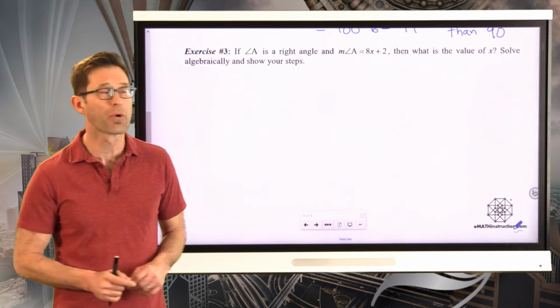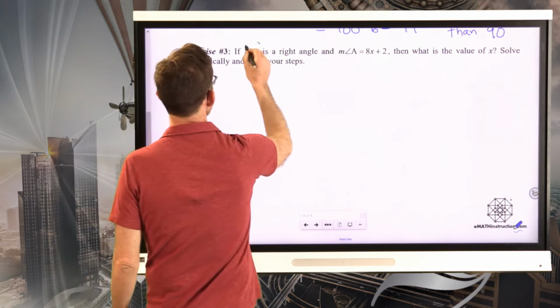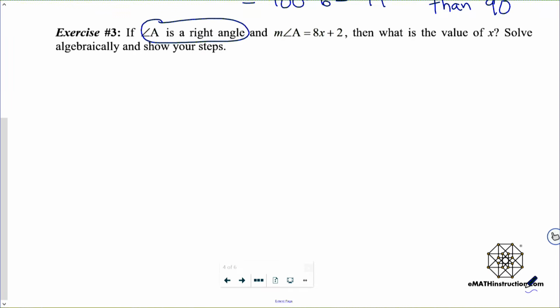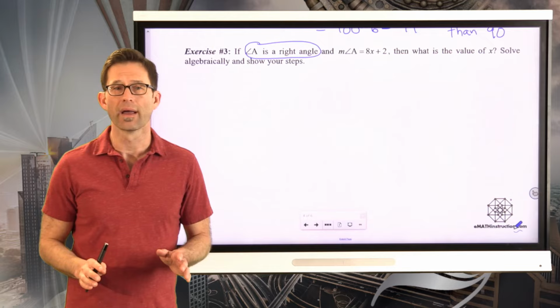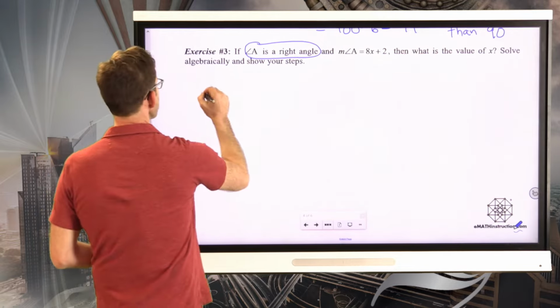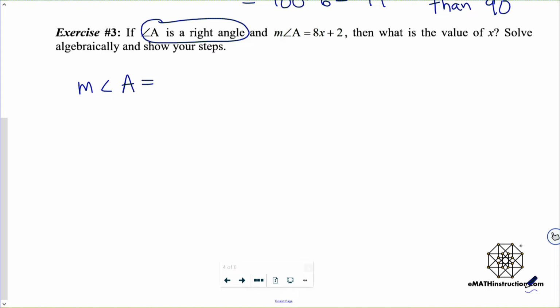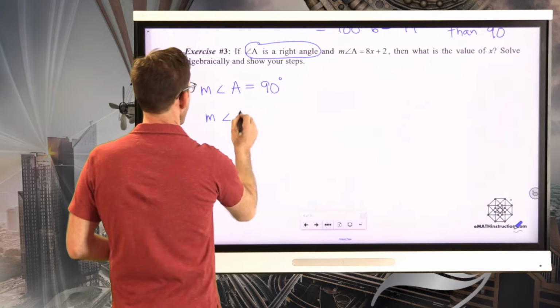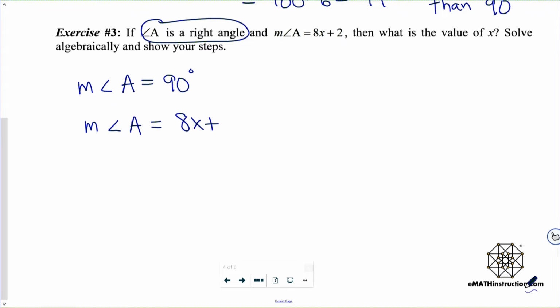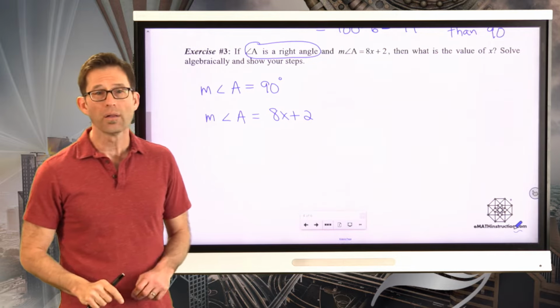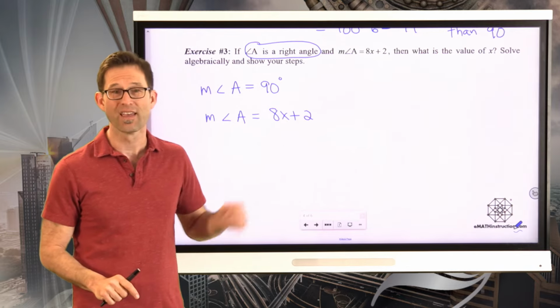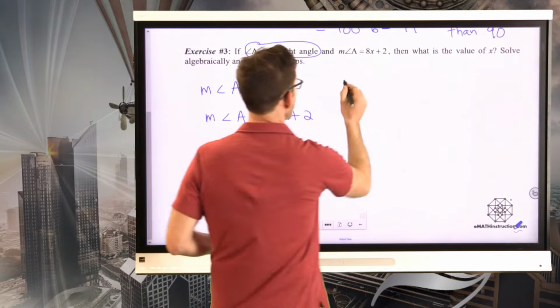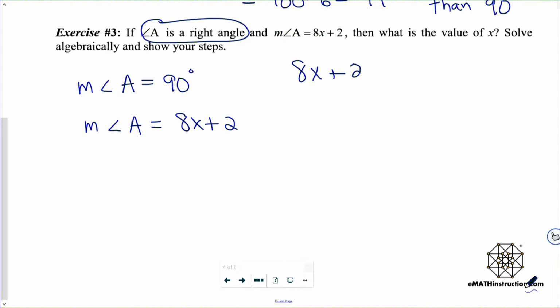All right, well first, let's see what the problem really tells us. It says angle A is a right angle. Now, forget about everything else in the problem. Angle A is a right angle. What does that tell us? Well, it tells us that the measure of angle A must be equal to 90 degrees. We know that. But the problem also tells us that the measure of angle A is equal to 8x plus 2. Well, if the measure of angle A is 90 and the measure of angle A is 8x plus 2, then we can write down the following formula. 8x plus 2 is equal to 90.